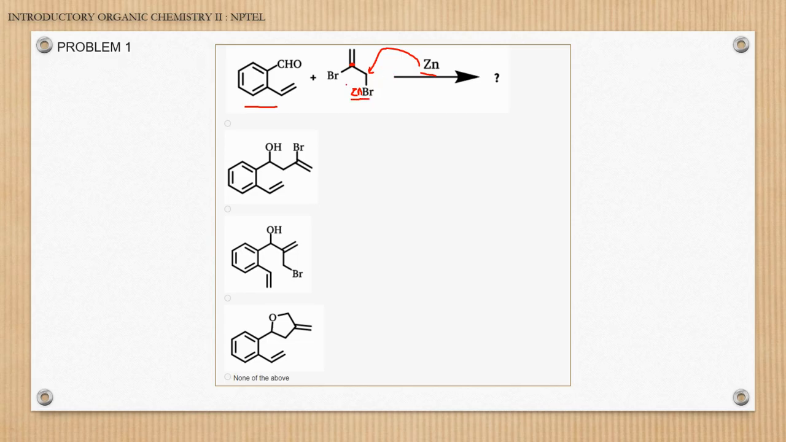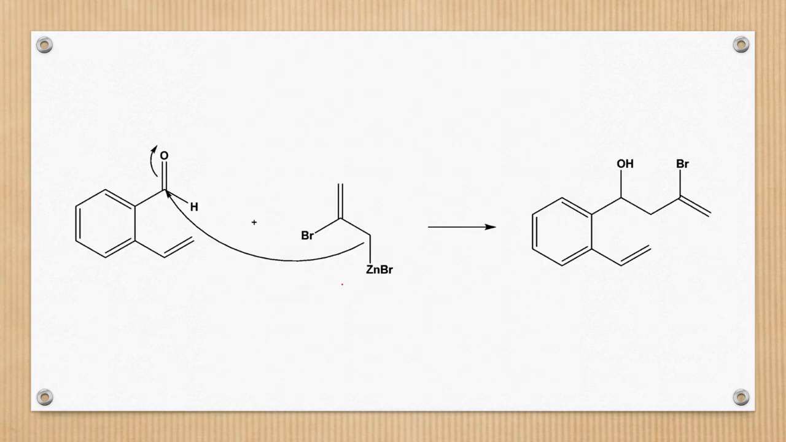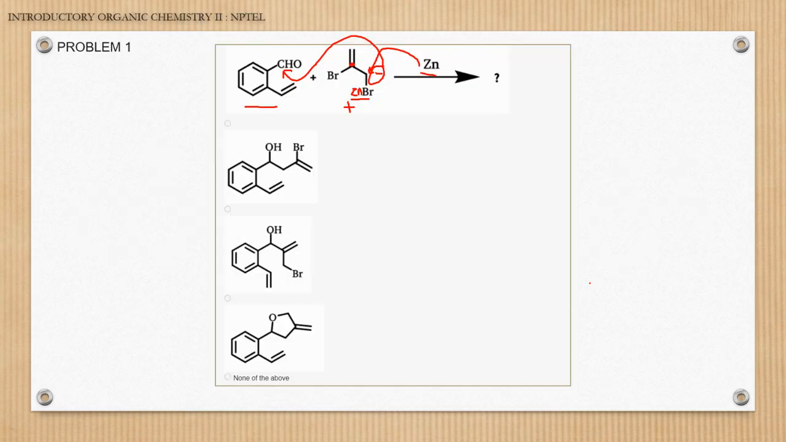Guys, I have told you that if zinc is inserted between a C-Br bond, then zinc has a positive charge because it is an electropositive atom, and the adjacent carbon will now be nucleophilic in nature. That is why this adjacent carbon will attack your aldehyde group, and it will leave zinc bromide here, and this carbon becomes the nucleophilic carbon. This carbon will attack the aldehyde, the aldehyde will abstract a proton from the solvent, and you will get this compound as the major one. So option number 1 will be the right answer.